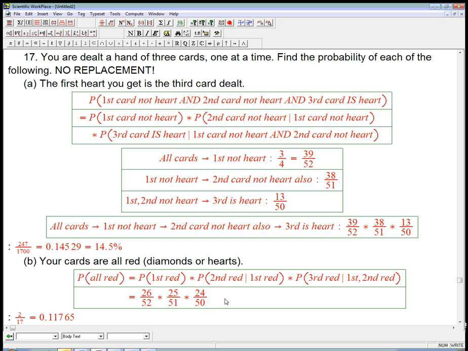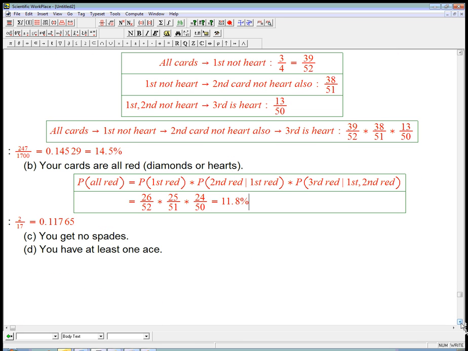Okay, about 0.118, or 11.8%, let's say. I usually do it in percent. Okay. So that's a quicker illustration of the same kind of rule. Again, not remotely the only way to do this, but I want to keep illustrating the general multiplication rule. It's a very powerful rule.